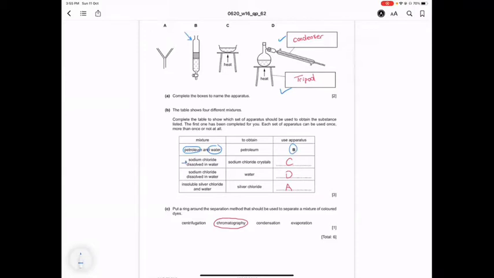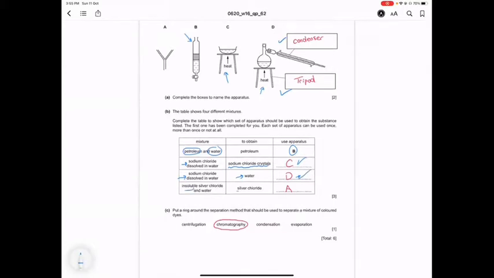Sodium chloride dissolved in water, and he wants sodium chloride crystals. It will be separated by crystallization, C. Sodium chloride dissolved in water, and he wants the water. We will use simple distillation, which is D. Insoluble silver chloride and water, and he wants the silver chloride, which is the insoluble solid. We will use filtration, which is A.